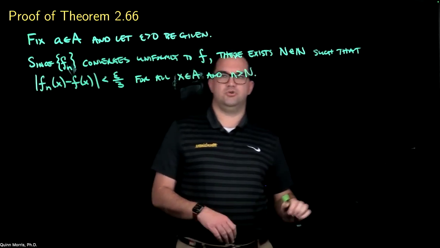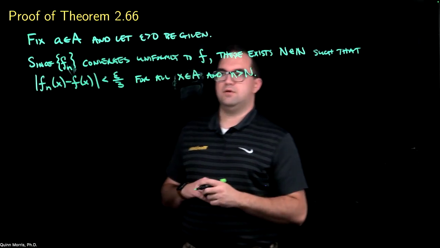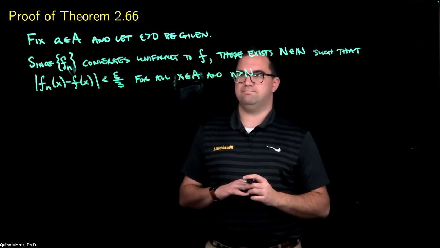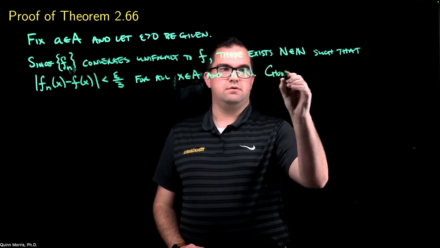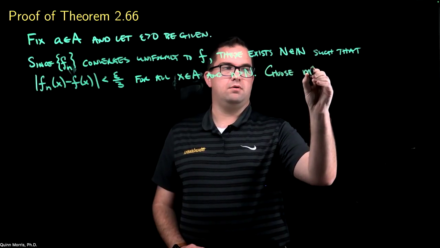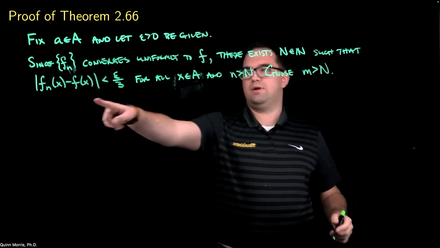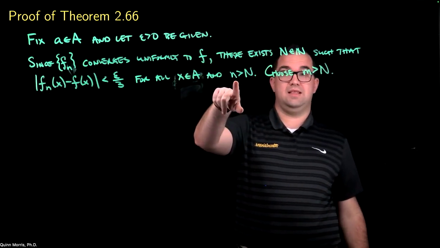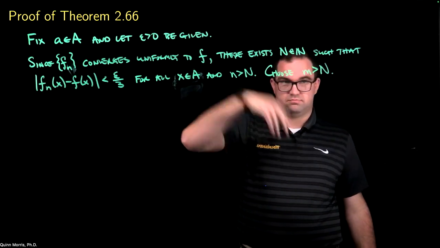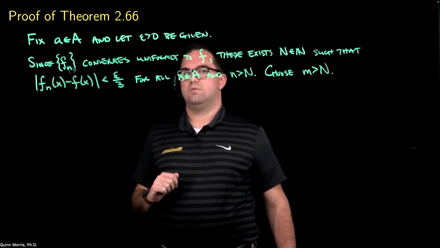So this is just using the uniform convergence of the sequence of functions f sub n to f on the set A. Well, then just choose m to be greater than N. Basically, choose m to be one of these functions for which this is true. It's true for all little n greater than capital N, so just choose some one.